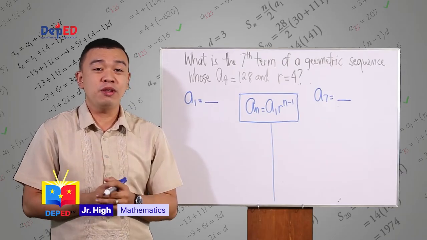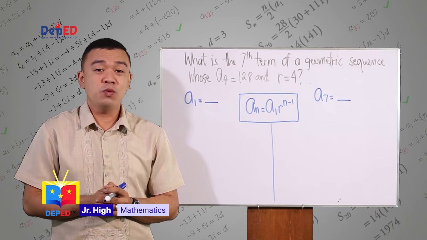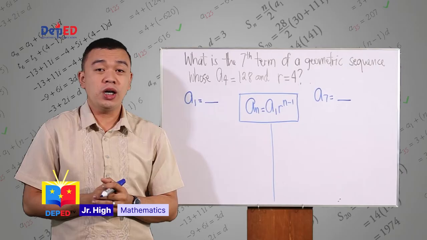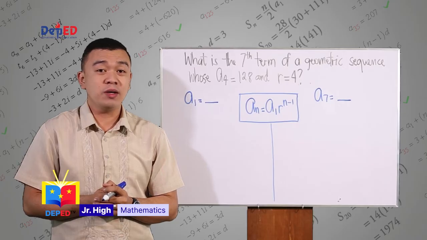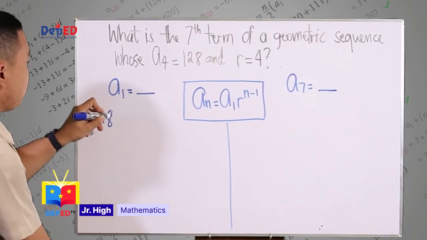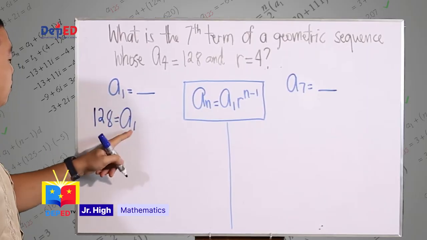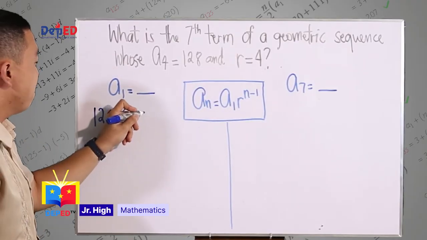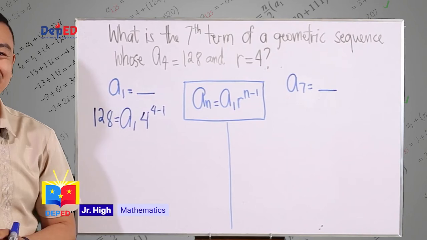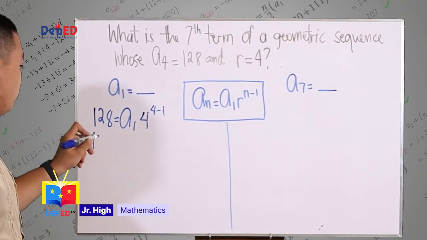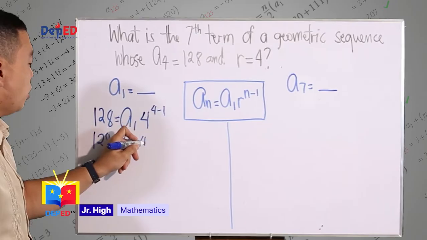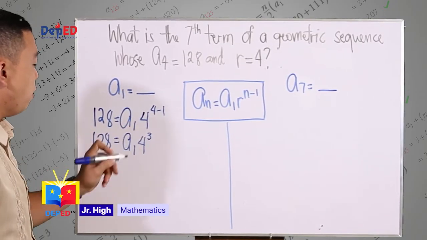Now, let's substitute the value of a sub 4, which is equal to 128, n, which is 4, and r, which is also 4, in the formula. A sub n is equal to a sub 1 times r raised to n minus 1. We will have 128 is equal to a sub 1 times the ratio, which is 4. Our n is also 4, minus 1. Then, we have 128 is equal to a sub 1 times 4, and 4 minus 1 will give us 3.